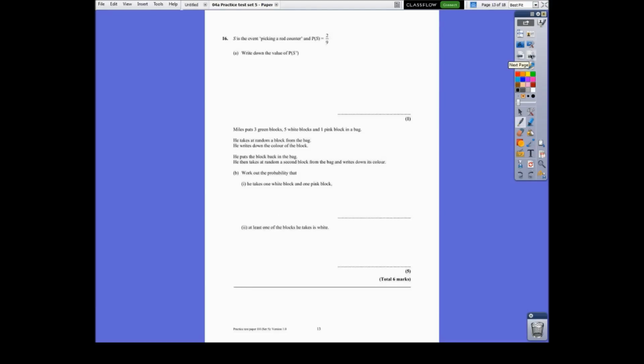Question 16. S is the event picking a red counter, and the probability of S is 2 ninths. Write down the value of P(S'). S' means it's not S, so basically the probability of not picking a red counter. Now, it should always add up to a whole one, so we just need to do 1 take away 2 ninths, which would be 7 ninths.